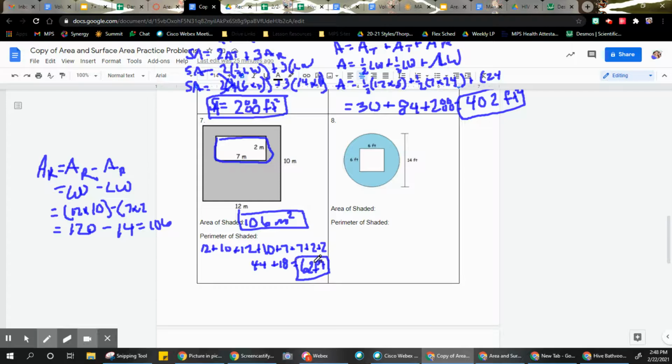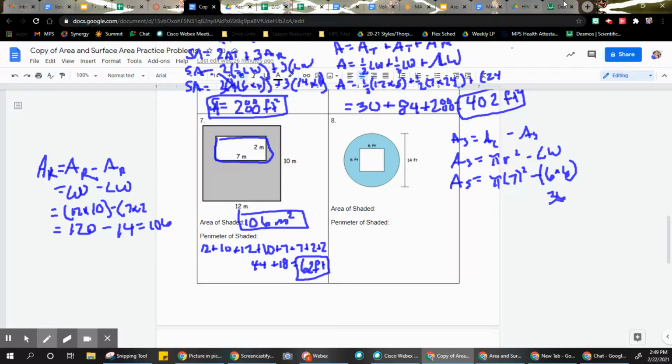All right, finishing off my last one, the area of the shaded. So again, I have to calculate the area of my circle and subtract the area of my square. So the area of the shaded is equal to area of the circle minus area of the square. So area of the shaded is going to be equal to pi r squared minus length times width. And now if I plug that in, the area of the shaded is going to be pi times, since I have 14 here, half of that is 7 for my radius, so 7 squared minus length times width, which is 6 times 6. So then I can make that 36.